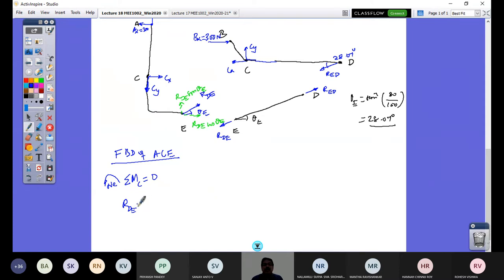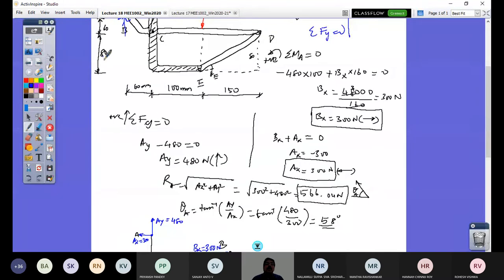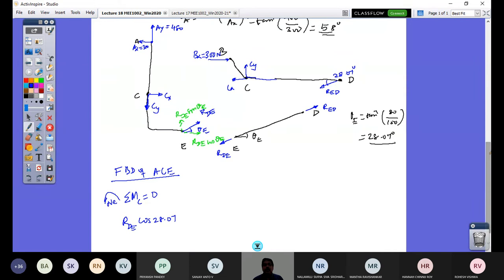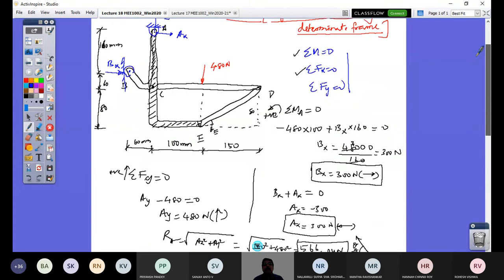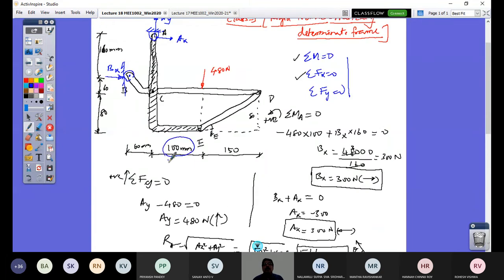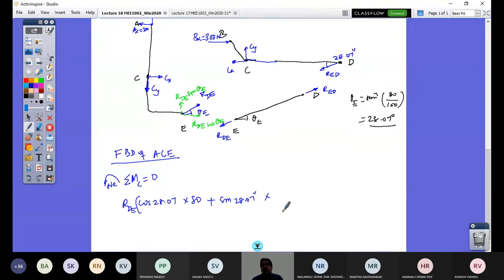First one is RDE cos theta E, that is 28.07. That would create a moment in the counterclockwise direction at point C. This distance is 80 mm. You can see that distance is 80 mm. So let me take that here into 80 mm. And RDE is common, so I can take that out. Again, RDE sin 28.07 degrees with respect to point C is a counterclockwise moment, so I take that as plus sign, multiplied by this distance. The horizontal distance from point C to E is this 100 mm. So take that here into 100.